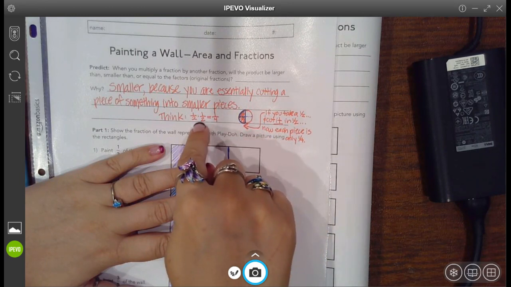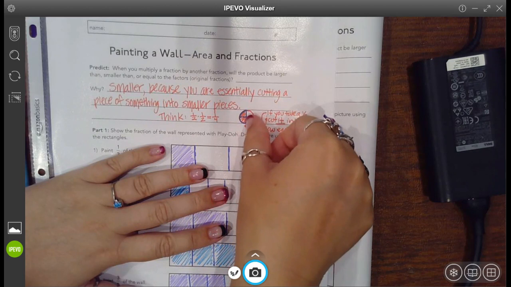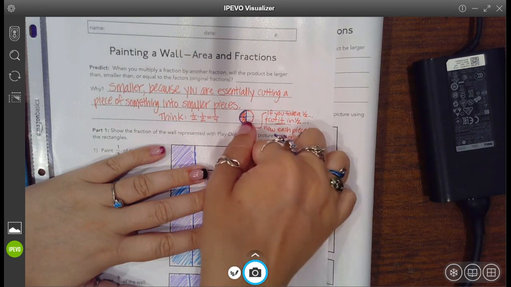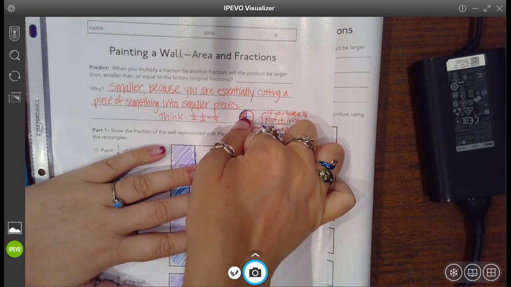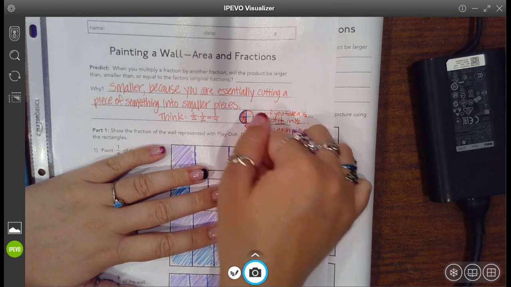So let's say you had a half, okay? Here's a pizza and you have a half left. That's all you have. And then you're multiplying it by another half. So cut that in half. How much is that? It's smaller than what you started with, right? It's only a fourth of the whole overall pizza.